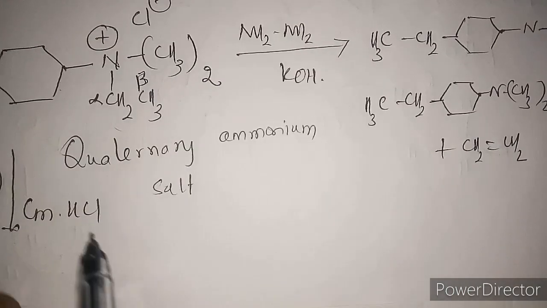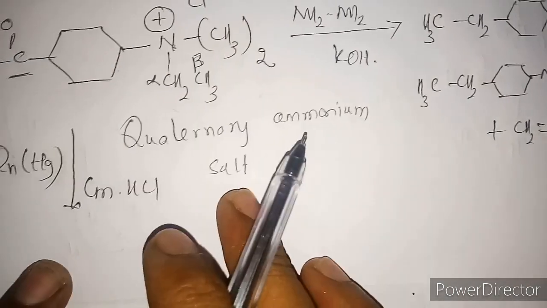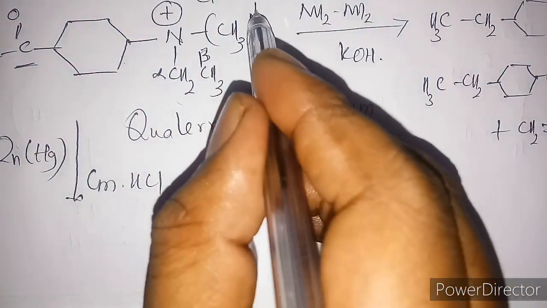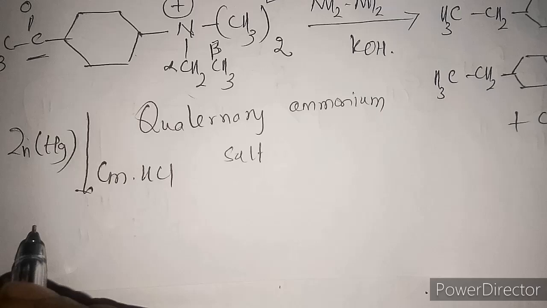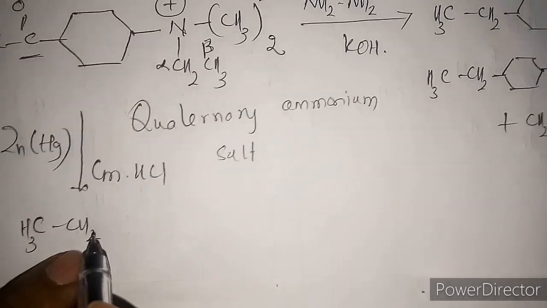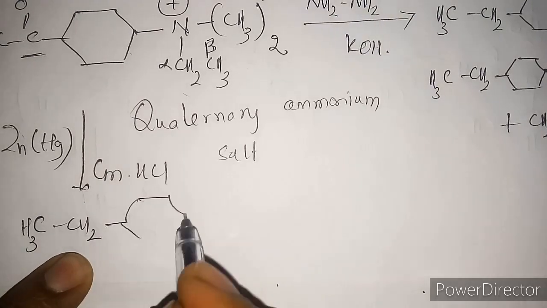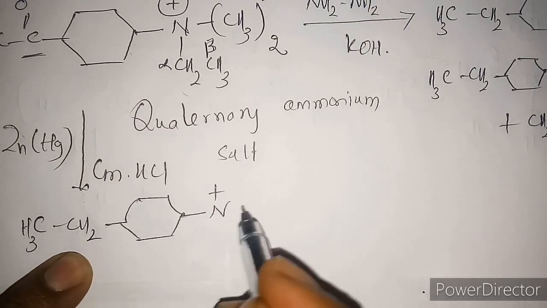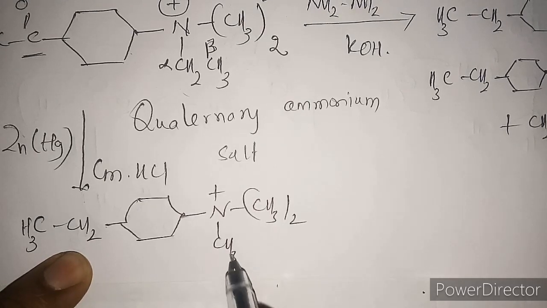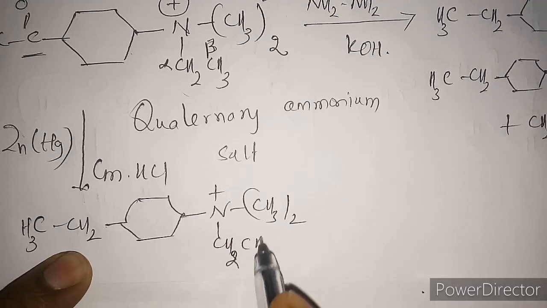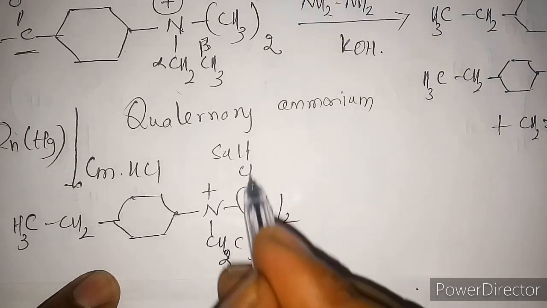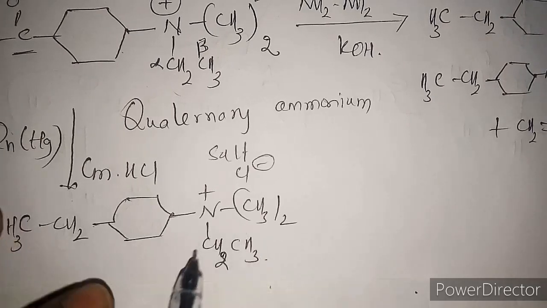But if you carry out the reduction reactions in the presence of Clemmensen reduction, that is zinc amalgam and concentrated HCl, this group will survive. So only the carbonyl will undergo reduction, so CO is reduced to CH2. This group will not react. This is CH2 CH3, this group will not react. So the quaternary ammonium salt will survive.